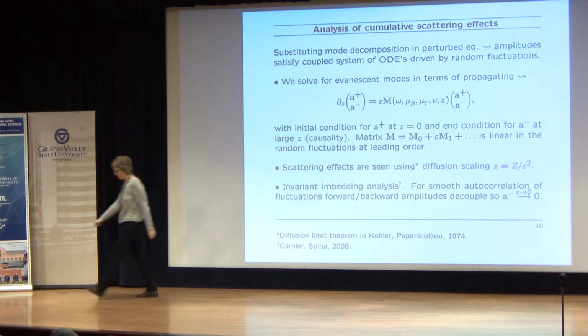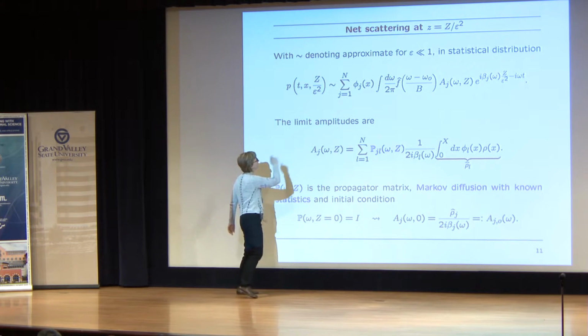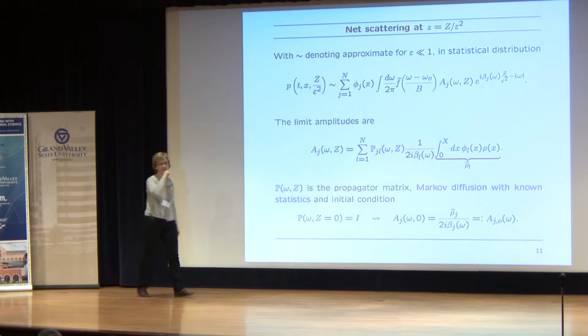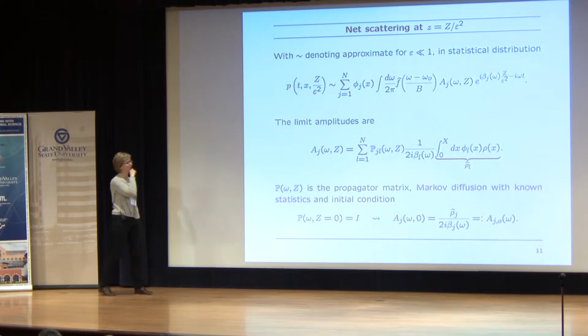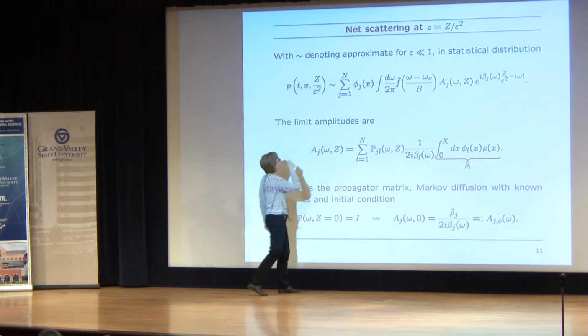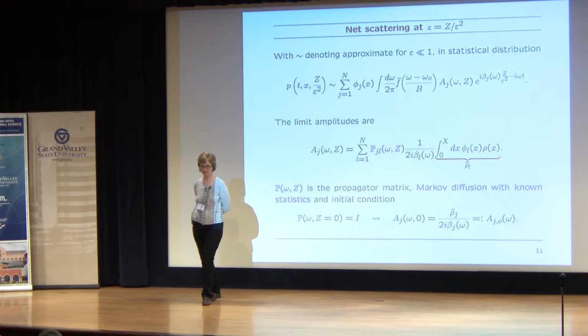And then we can apply the diffusion limit theorem, and we can write what happens to our wave in the limit epsilon goes to 0. So here I write the result. This is how the wave looks. And this symbol tilde here means approximate for small epsilon in statistical distribution. Approximate, because you see I dropped the evanescent waves and I also made a forward scattering approximation.